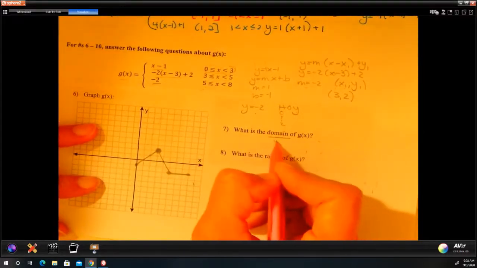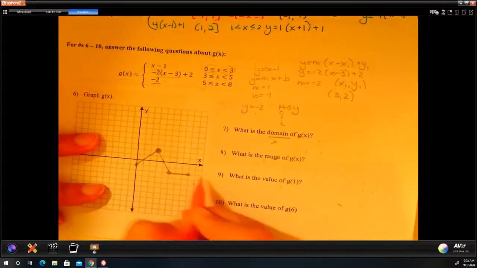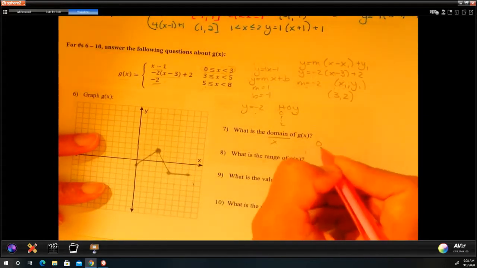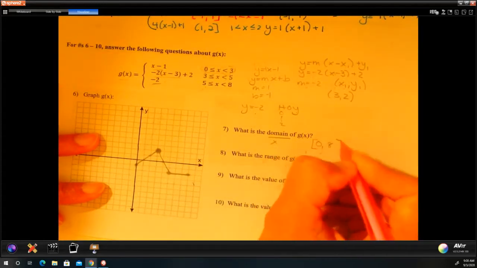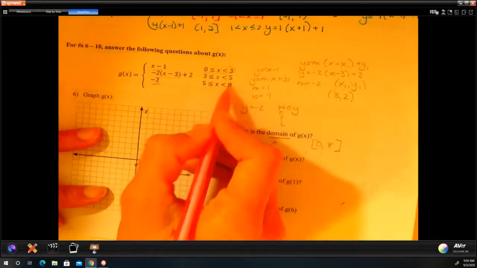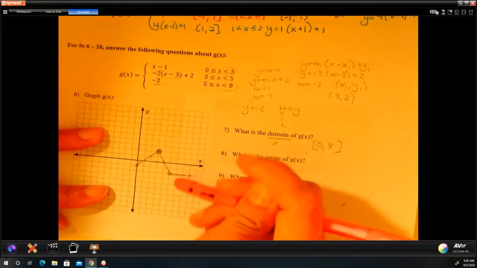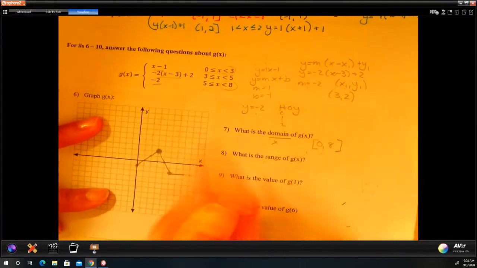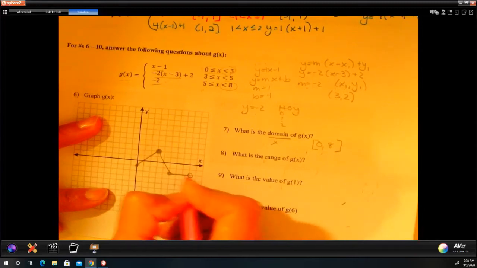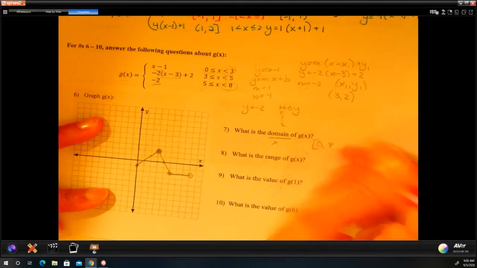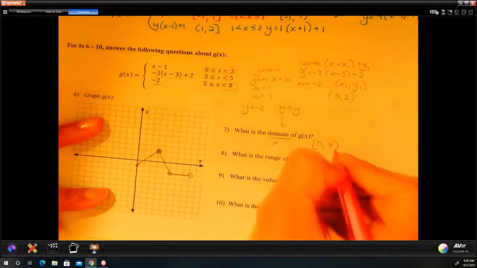Okay, so there's my graph. What's the domain? So domain is x values. I can use my graph and say it's 0 to 8, or I can just look up here, 0 to 8. Oops, I just realized this does not include 8. So at 8, I want to make sure this circle is open, and when I write my domain, I want to make sure I write it with a parentheses here.